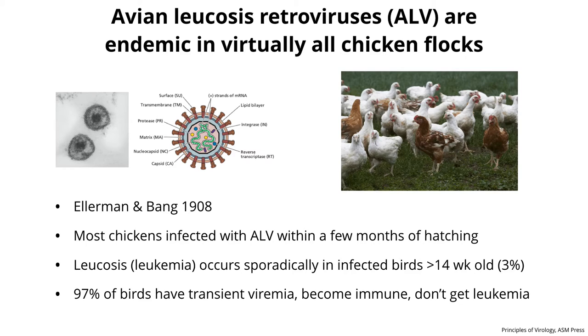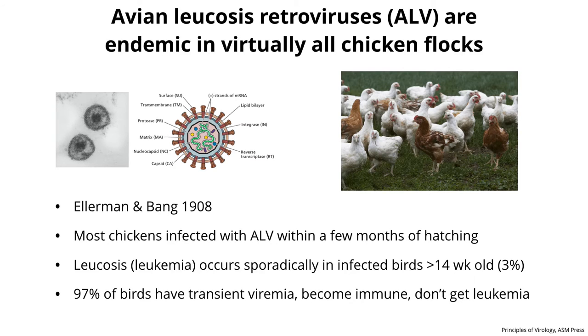Most chickens are infected within a few months of hatching. And this goes for Purdue chickens as well as every other chicken on the planet. They get the virus from the flock. Leukemia occurs in birds older than 14 weeks of age, 3%, not a lot, but they get leukemia and they get sick and they're culled, so they are not sold. 97% of the birds have a transient viremia and they get immune and don't develop leukemia. So all the birds get infected, but only a few percent get leukemia.